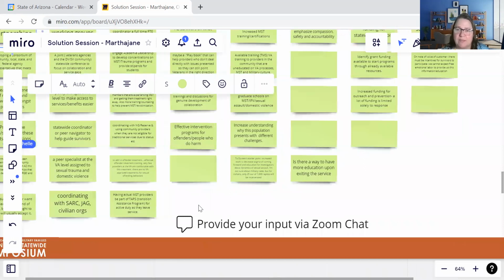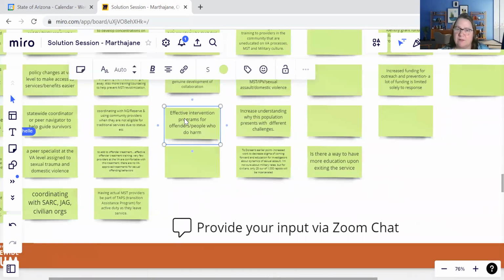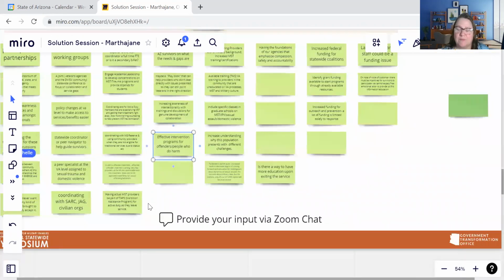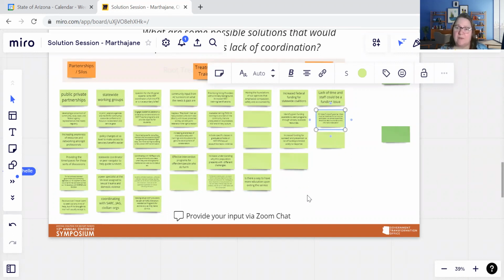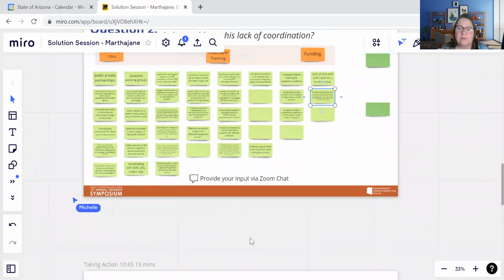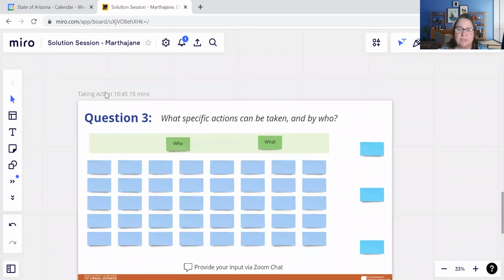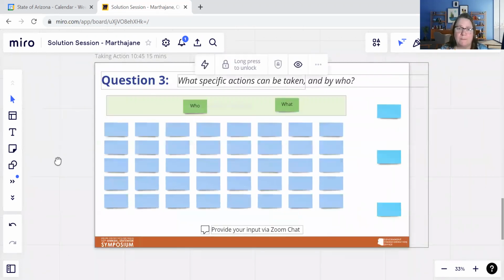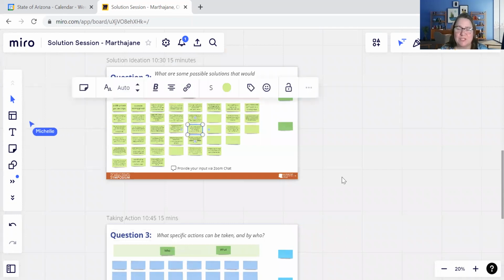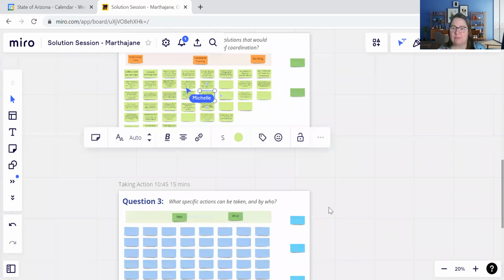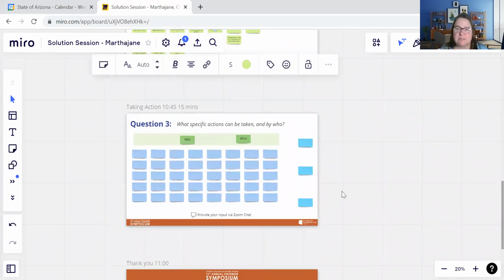What specific actions might need to be taken to implement more effective intervention programs, right? Who would need to be involved in that? So you can take your idea and think about those questions. And we'll start thinking about what specific actions need to be taken and by whom. If you want me to pull your idea from up here, you can just put that in the chat, reference a couple words and we'll be able to find it. We'll be able to make those connections.